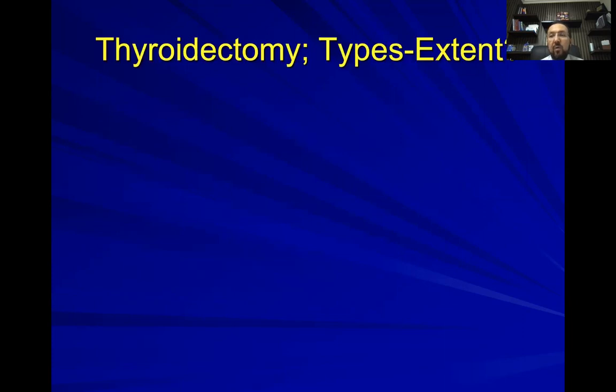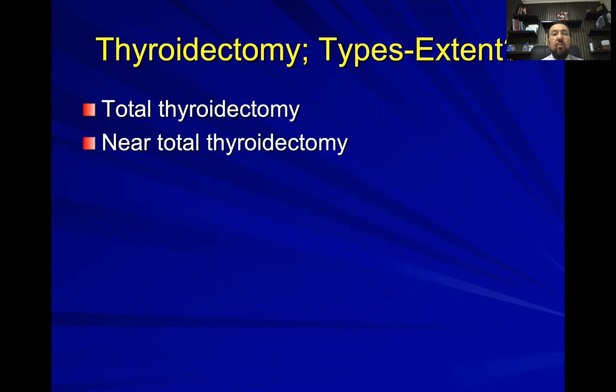The types of thyroidectomy as regards the extent, we have total thyroidectomy, where we remove both lobes of the thyroid gland, isthmus and pyramidal lobe. Near total thyroidectomy, where we leave a remnant on one side and remove the rest of this lobe, the isthmus, the pyramidal lobe, and the whole of the other lobe.